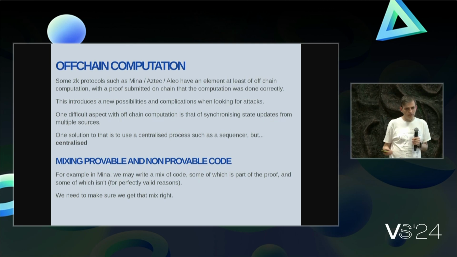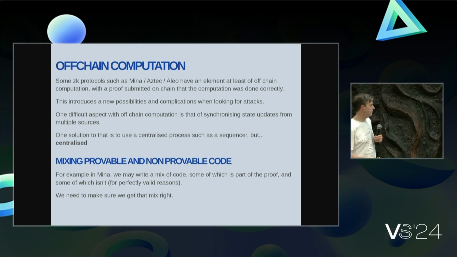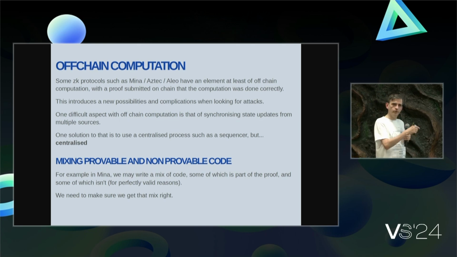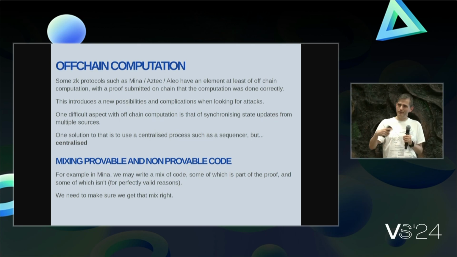And another problem we face with looking at potential exploits is that we could end up with a mix of code where some of it is provable and some of it doesn't need to be provable. Again, in Mina, you can have some code that will calculate some results or do something, and then you have a section that is going to be provable. So you have to think about the interaction of those, and you need to make sure you've got the mix right. You need to make sure that everything that needs to be provable is in the provable code, and you haven't left anything out.